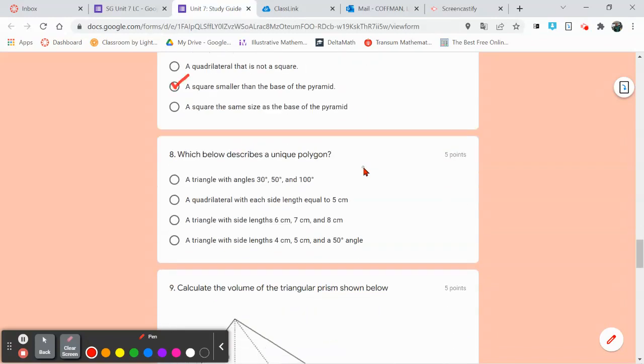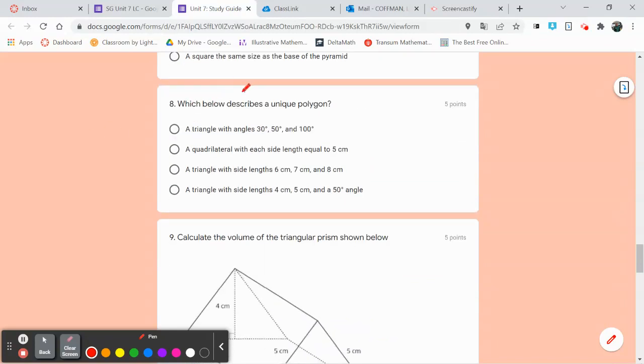All right, number 8. Which below describes a unique polygon? Okay, a unique polygon has to be one that works, okay? But you have to have sides. They need to talk about sides in a polygon for it to be unique. So that's the important word there where it talks about unique. They need to talk about sides, and that has to be true. So the first one says a triangle with angles 30 degrees, 50 degrees, and 100 degrees. When we add that up, that equals 180, but it doesn't tell us anything about the sides. So no, it's not unique.